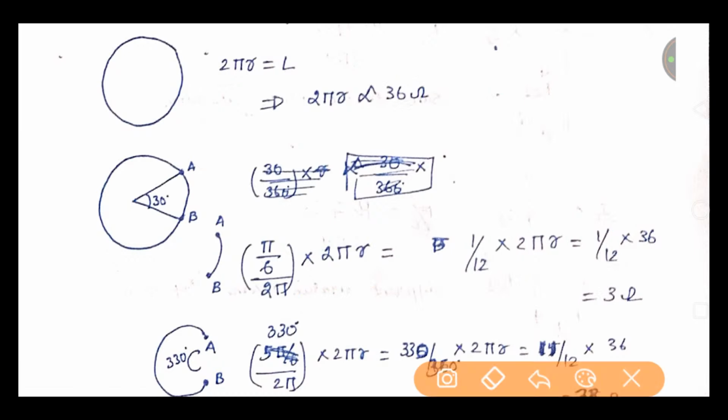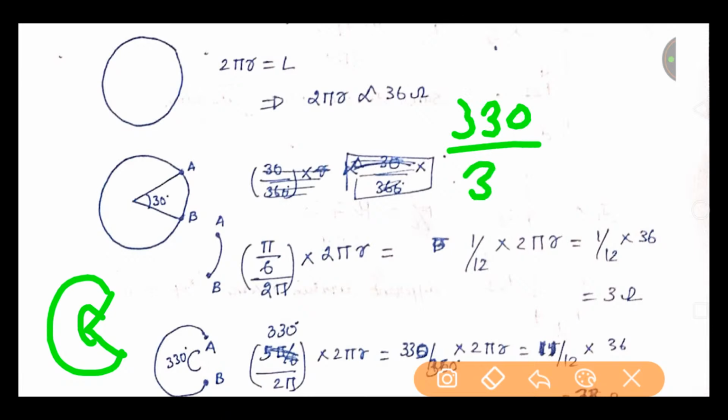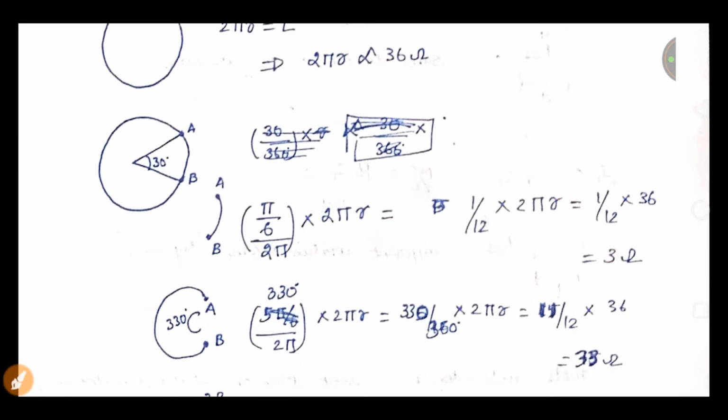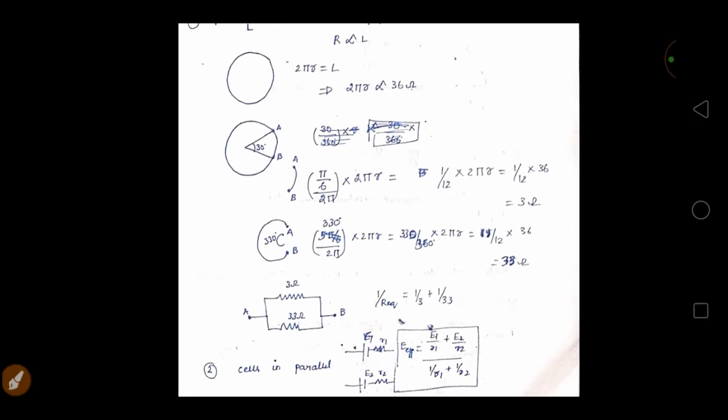For the remaining part, it is 330. What is the remaining length? 330 by 360 into 2 pi R, where R means radius. You will get 330 by 360, so 11 by 12 into 2 pi R. What is 2 pi R? 36 ohm. So we'll get 33 ohm. Right.